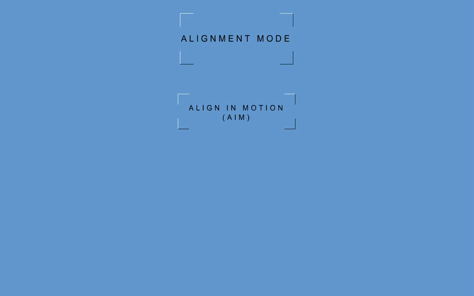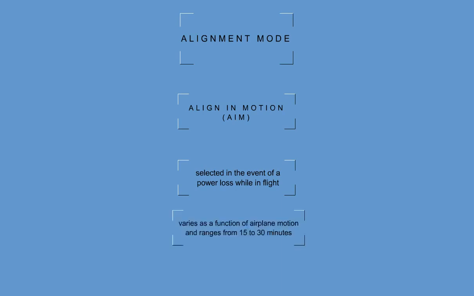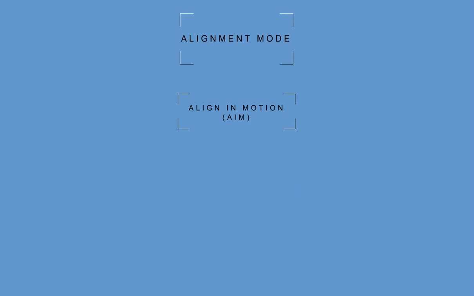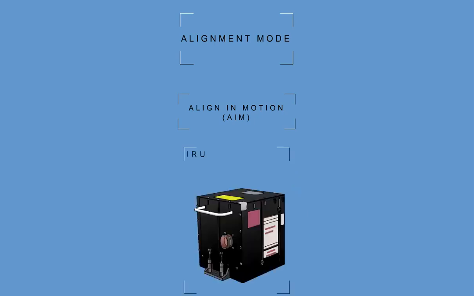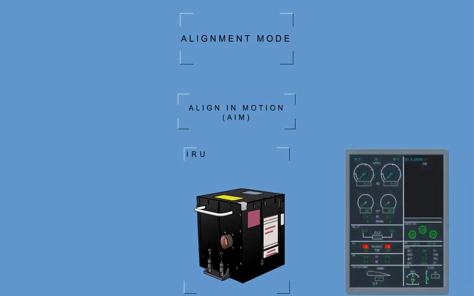Align in motion. The AIM mode initializes the IRS while in flight to recover full IRU navigation capability. This mode will be selected in the event of a power loss while in flight. The time required to complete an AIM varies as a function of airplane motion and ranges from 15 to 30 minutes. When the micro IRU is performing an AIM, the flight crew will be notified by an appropriate EFIS message.